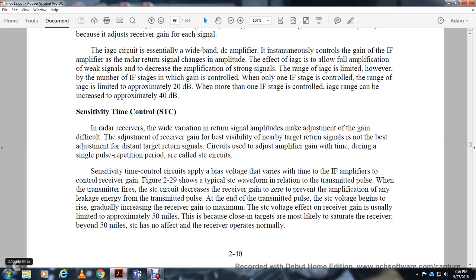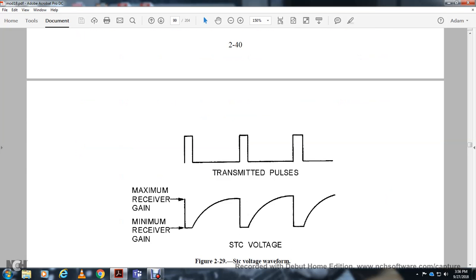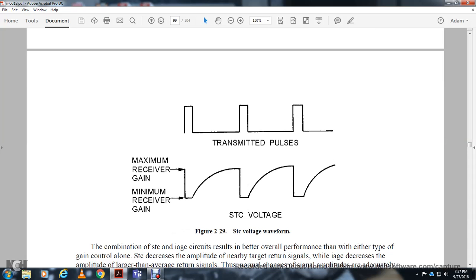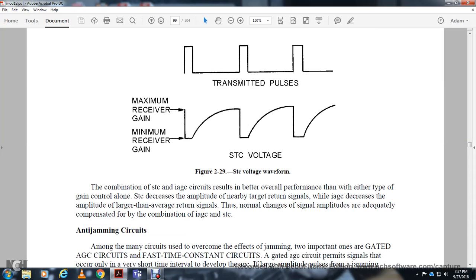gradually increasing the receiver gain to the maximum as the sensitive time control voltage takes effect. The receiver gain is usually limited to approximately 50 miles. This is because the closest target is most likely to saturate the receiver. Beyond 50 miles, the sensitive time control has no effect and the receiver operates normally. At the transmitted pulse the receiver gain is minimum, set by the sensitive time control voltage.